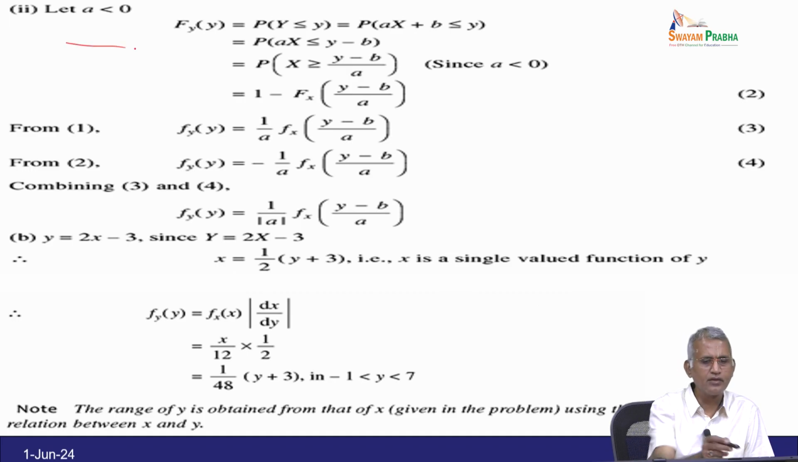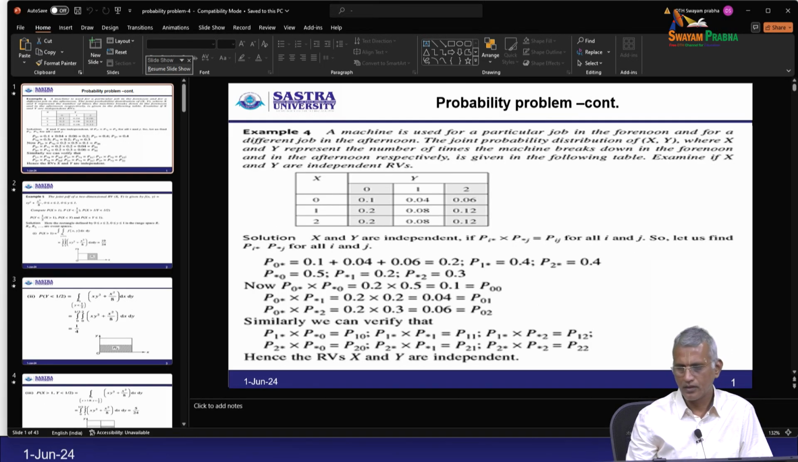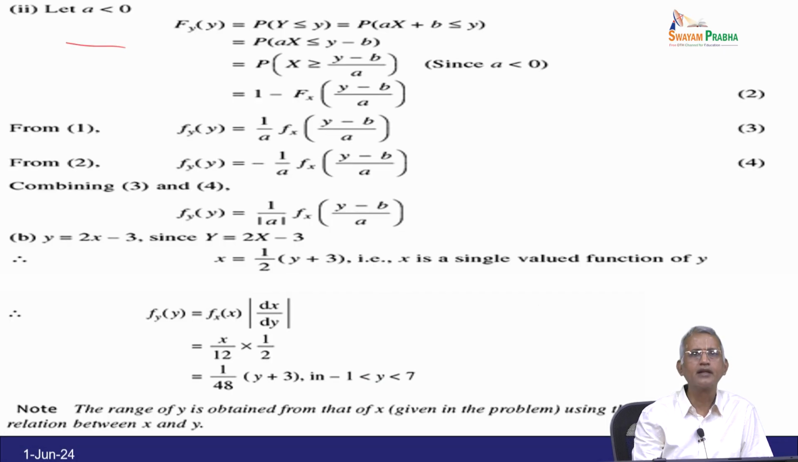If a is negative, then F y of y is the probability of ax plus b less than or equal to y. From the first step we write the second step: P of ax less than or equal to y minus b. Bringing a to the denominator, the probability of x is greater than or equal to y minus b by a, since a is negative. So, the function is 1 minus Fx of y minus b by a if a is negative. So, from 1, f y of y is equal to 1 by a into fx of y minus b by a. From 2, f y of y equal to minus 1 by a fx of y minus b by a.